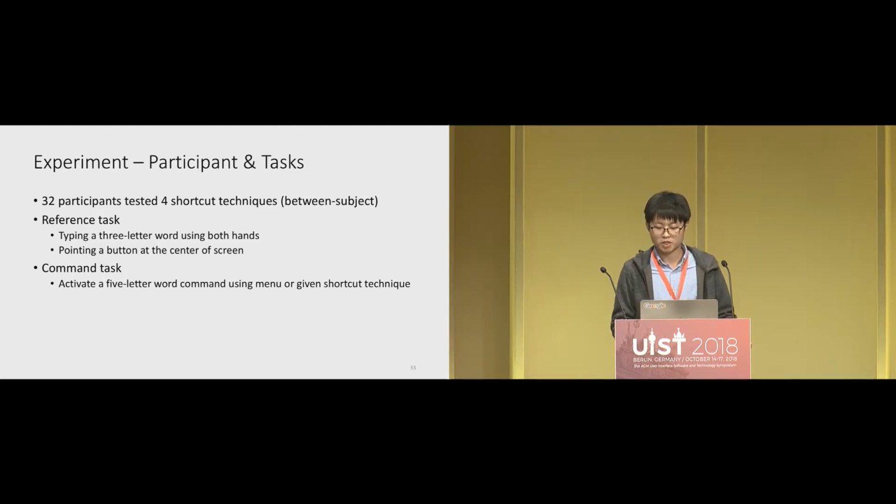They either type something or they point at a button using the trackpad. Then they respond to a 5-letter word stimulus, triggering a command using menu or the given shortcut technique in the current condition. If they did a round, they will have to repeat the same trial.